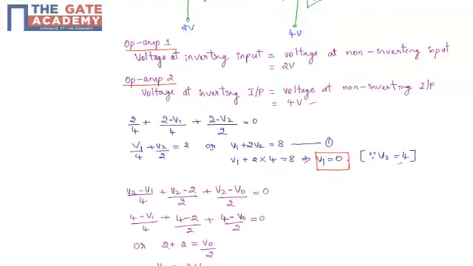Then (V2 minus V1)/4 plus (V2 minus 2)/2 plus (V2 minus V0)/2 equals 0. Substituting the V2 value, V2 is equal to 4. So (4 minus V1)/4 plus (4 minus 2)/2 plus (4 minus V0)/2 equals 0. We can rearrange it like this: 2 plus 2 is equal to V0/2. Hence by simplifying we get V0 as 8 volts.